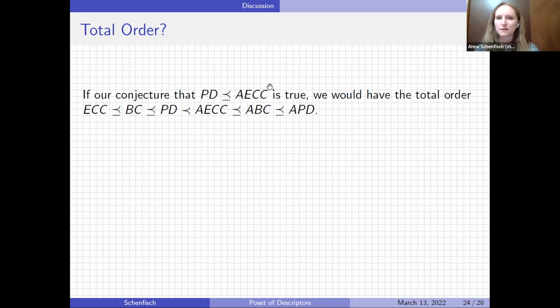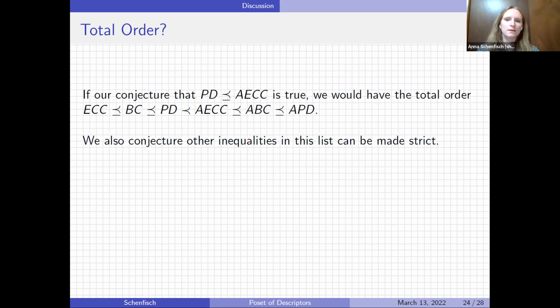So if it were true that persistence diagrams are strictly less than augmented Euler characteristic curves, this would give us a total order on our set of six. It separates the non-augmented from the augmented and gives us this total order, which would be nice. I'm pretty sure that other inequalities in this line can be made strict. The Euler characteristic and Betti curve in particular: I suspect we can find an example where the minimal faithful set for Euler characteristic curves is greater than the minimal faithful set for Betti curves. That's work in progress.